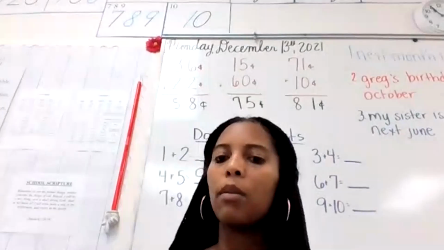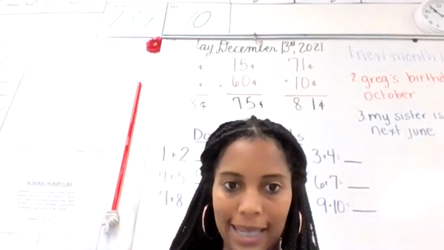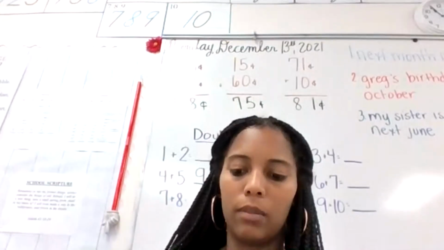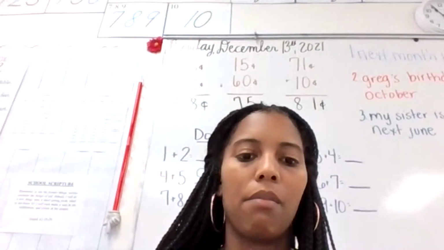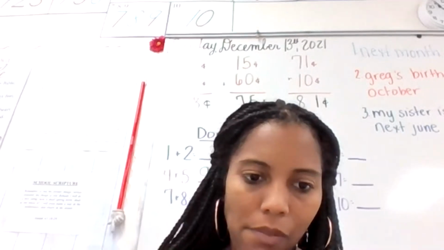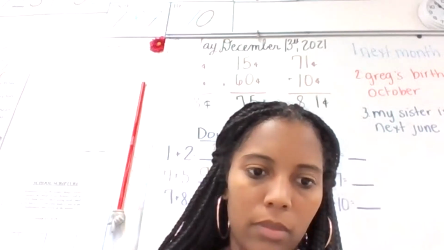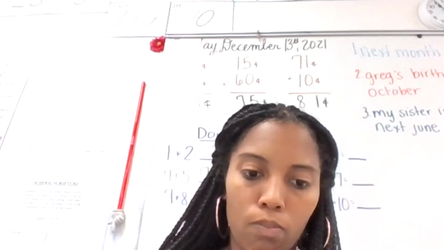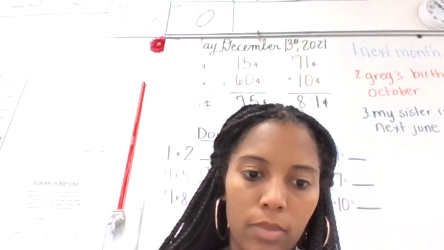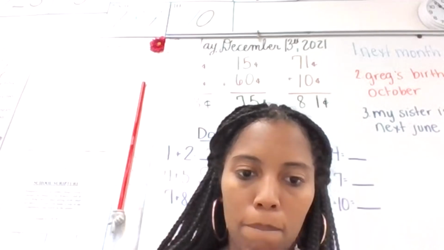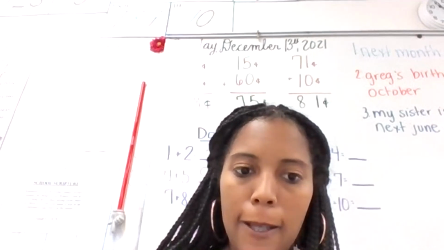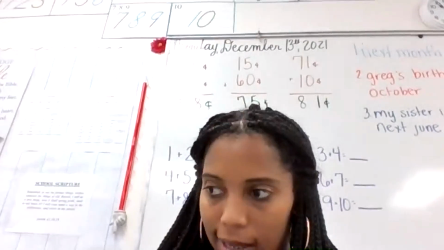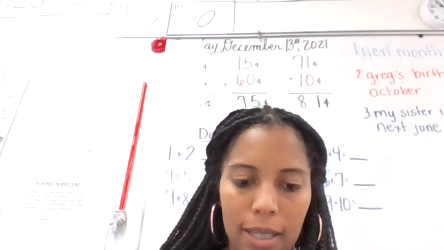Okay, let's look at the next row. So we have 5 plus 5 equals 10. So then 5 plus 6 equals 11. All right, next one we have 3 plus 3 is 6. So 3 plus 4 is 7.